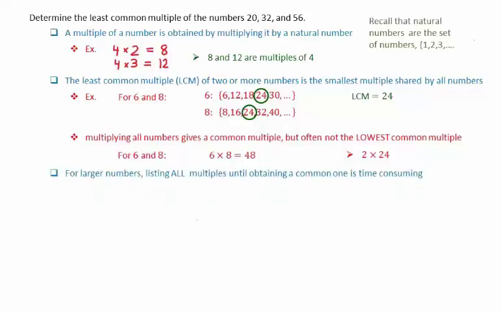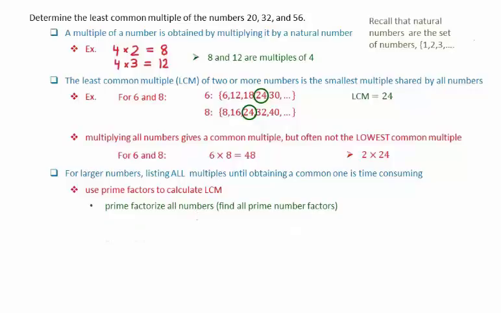For larger numbers, listing all multiples until obtaining a common one can often be time-consuming. Instead, we can use prime factors to calculate the LCM. Simply prime factorize all numbers, which means finding all of the prime number factors. Multiply the highest amount of each prime factor for each number to get the LCM.